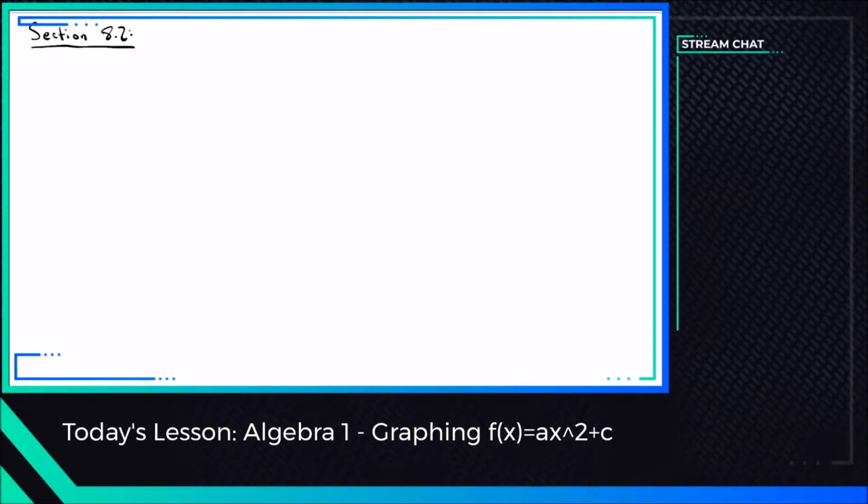Today's lesson is going to be about graphing f of x equals ax squared plus c. All the plus c does is literally move our graph up and down. That's all it does. So let's go ahead and draw normally what happens if our c is equal to 0. And we're going to do that in blue.